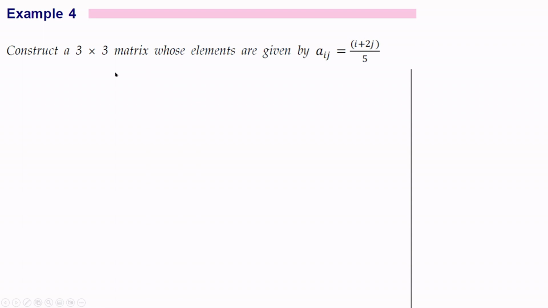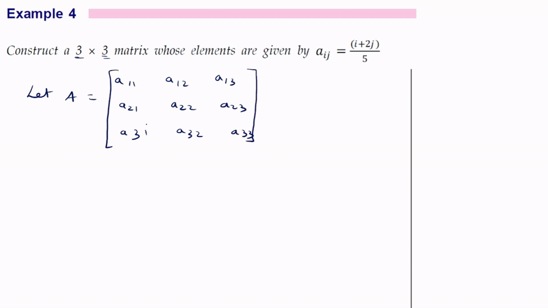Next question, construct a 3 by 3 matrix whose elements are given by Aij equal to (i plus 2j) by 5. So here, let the matrix be expressed in the general form given by A11, A12, A13. It is a 3 by 3 matrix, so it should have 3 rows and 3 columns. Then the next row will be A21, A22, A23. The third row will be A31, A32 and A33.